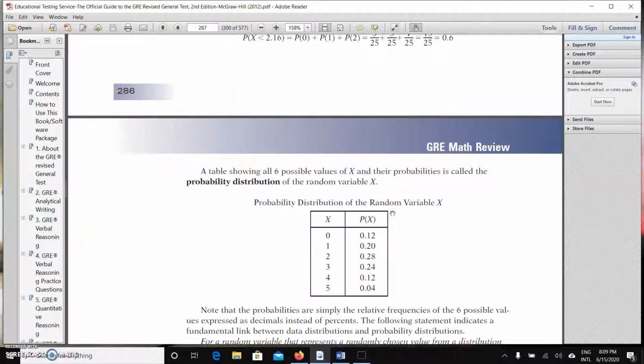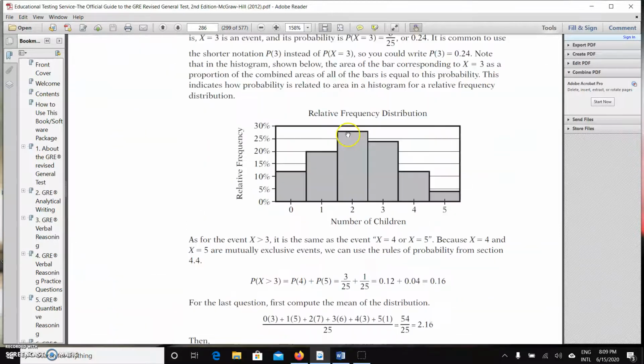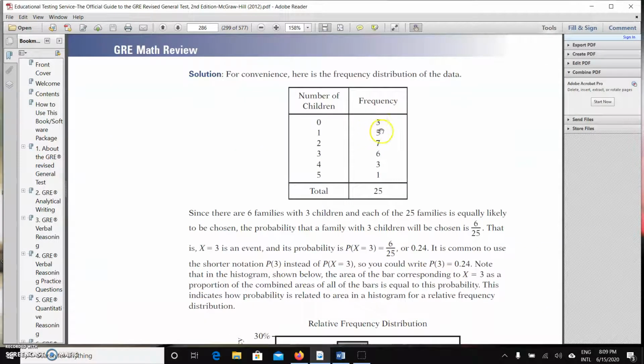Let's move on. Now this is the table where they compare the relative distribution, the probability. They change it. You can do a probability table too for your data. Instead of representing it this way, since we all know that the probability of this first one is 3/25, that's going to be 0.12.